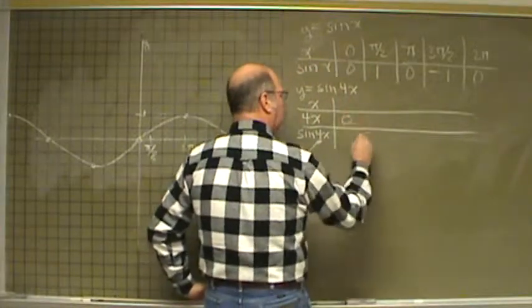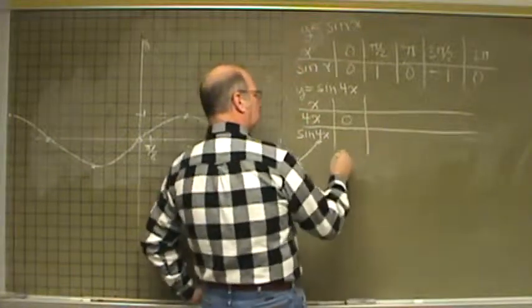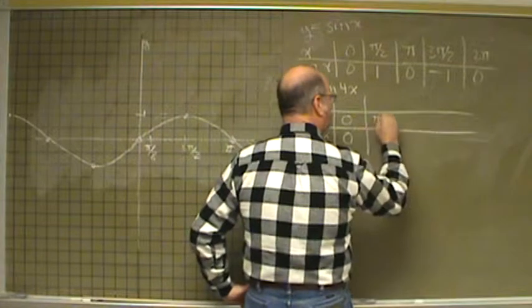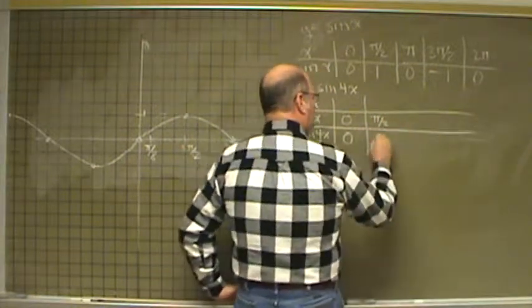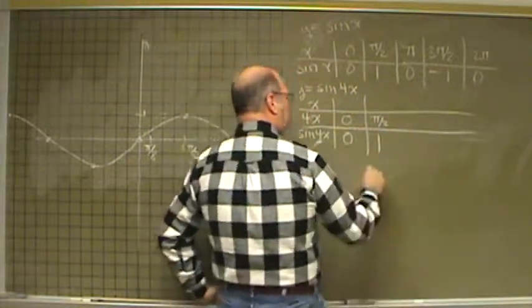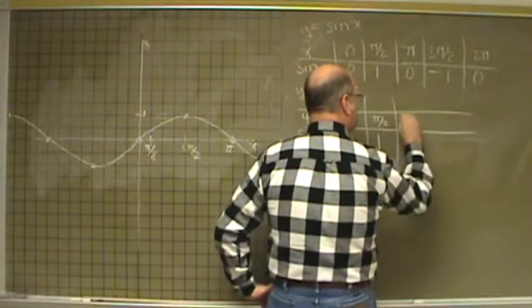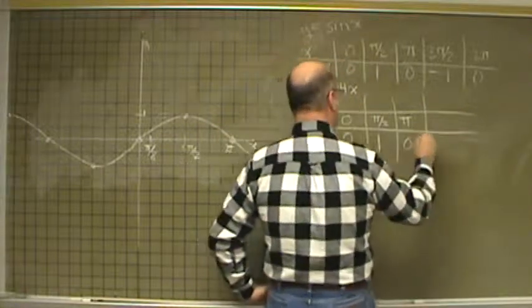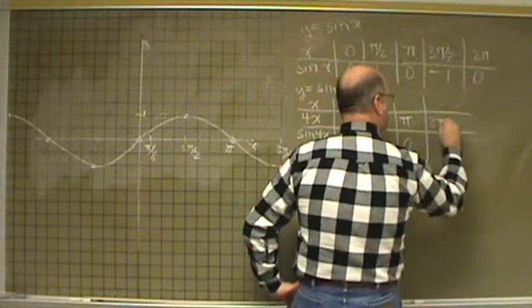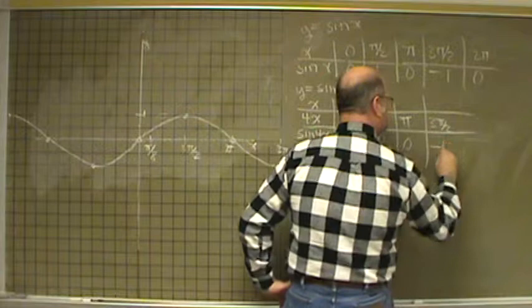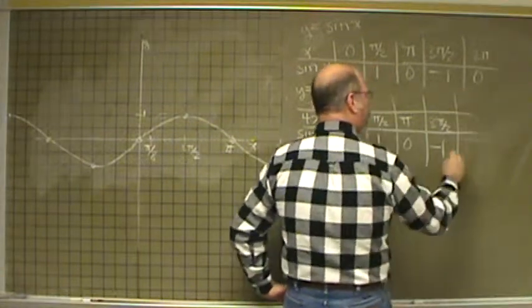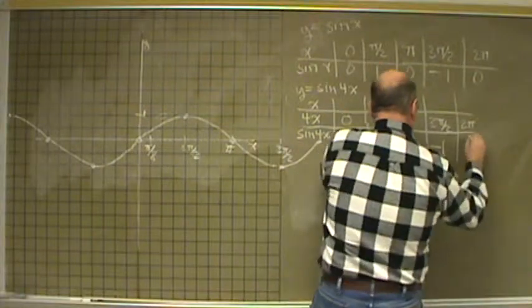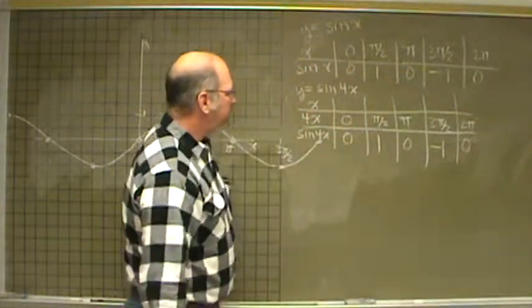I want 4x to be 0 because the sine of 0 is 0. I want 4x to be pi over 2 because the sine of pi over 2 is 1. I want 4x to be pi. That gives me 0. I want 4x to be 3 pi over 2, the sine is -1, and I want 4x to be 2 pi because the sine is back to 0 there.